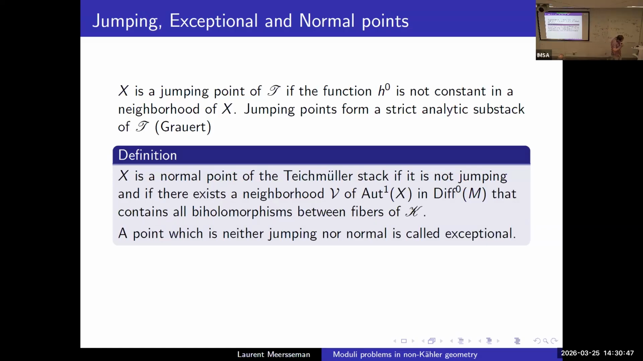Then you have the normal and exceptional points. Normal points, as the name says, are the points where everything will be nice. Not a very good name, but okay. Of course, you ask such a point to be not jumping, and then you ask for another property: the point is normal if it is not jumping, and when you look at the homomorphisms between fibers of K, they are given by elements that are close to the automorphism.